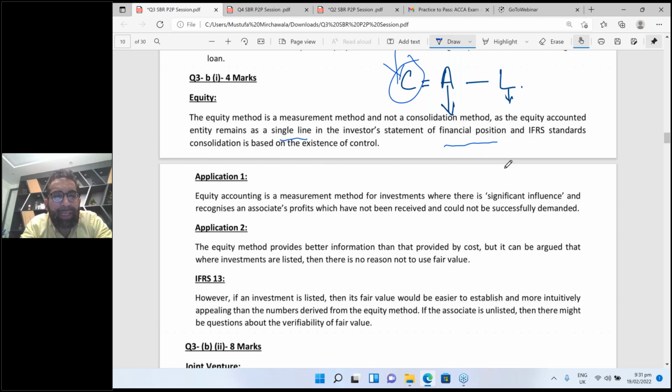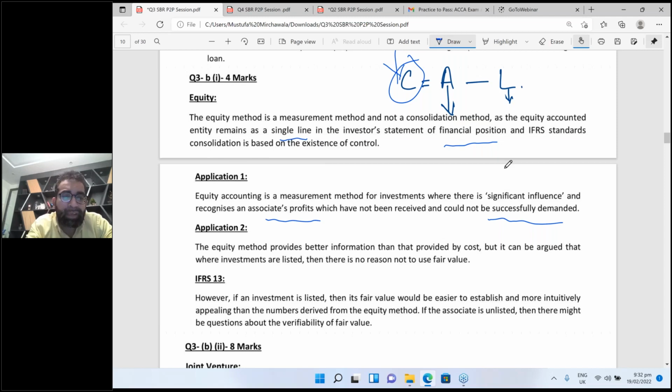Now, equity accounting is a measurement method for investments where there is significant influence, and it recognizes associate profit which has not been received and could not be successfully demanded. Now wait, you have 30% shares but you cannot take out profits in the form of dividends. You don't have control, that's why the phrase "successfully demanded" is written, right?